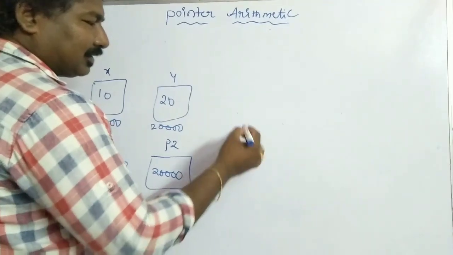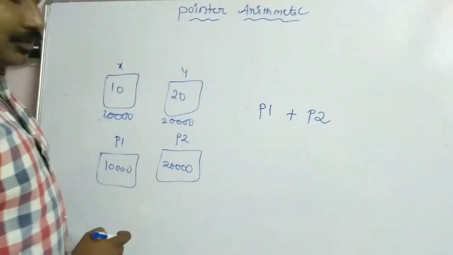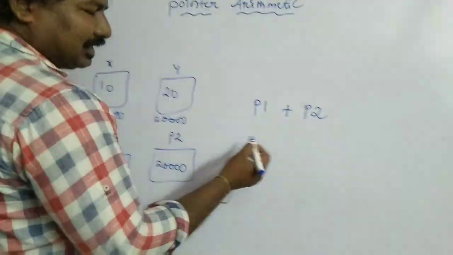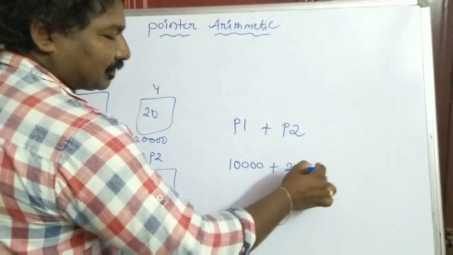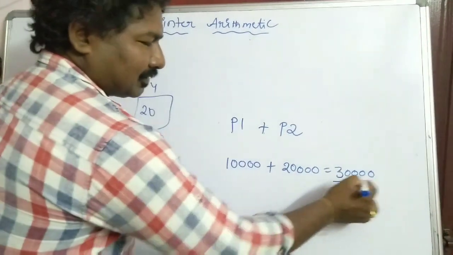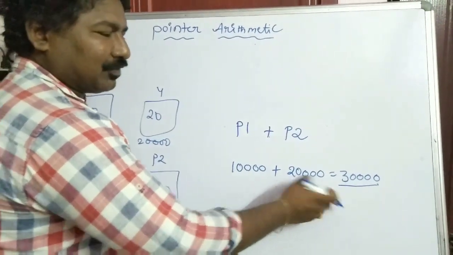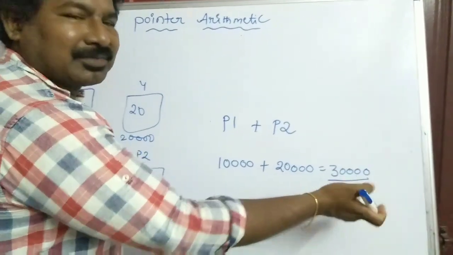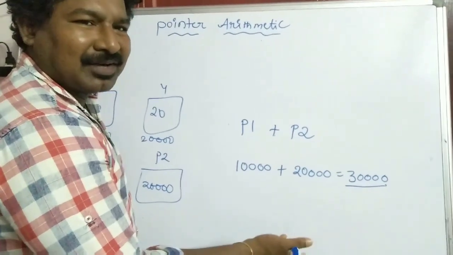For example, if I am doing P1 plus P2, what is P1? 10,000. What is P2? 20,000. Is there any meaning in this? 10,000 plus 20,000 is equal to 30,000. This is one address and this is another address, and we are creating a third address, and trying to do some kind of operation with it. Is it valid? We can clearly say that this is an invalid operation.